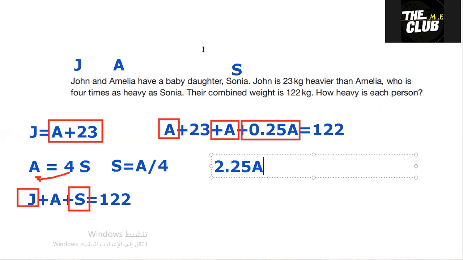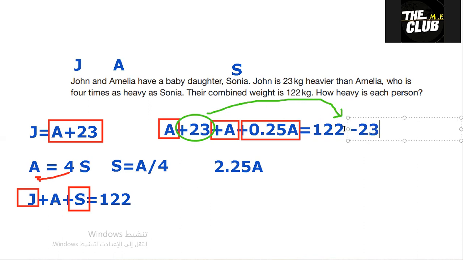And then we're going to take the 23 to the other side because it's a number. We're going to take it to the number side, and it's going to be minus 23. So 122 minus 23 equals 99. So here 2.25A equals 99. What's next?